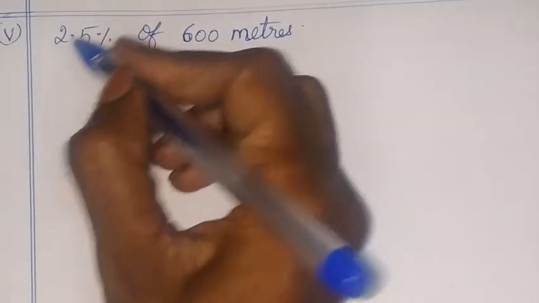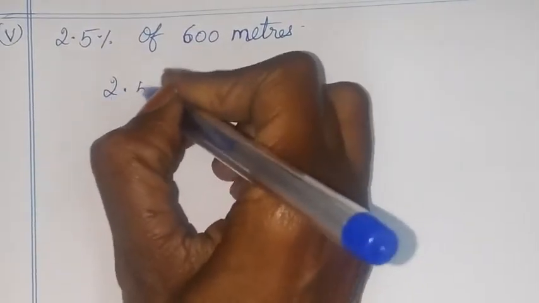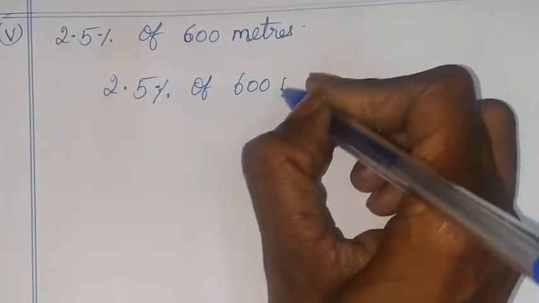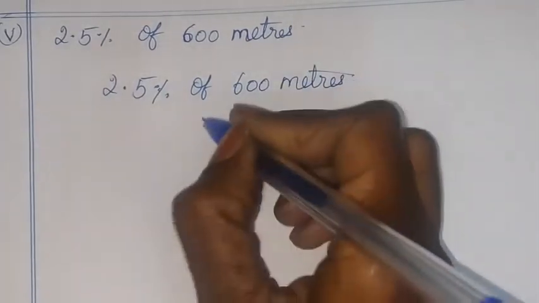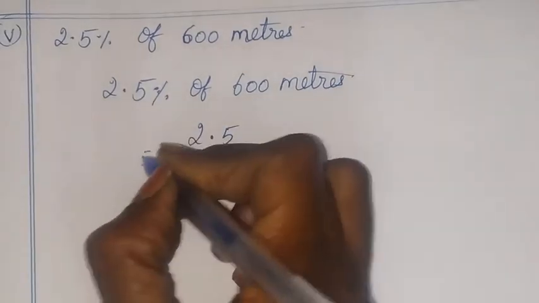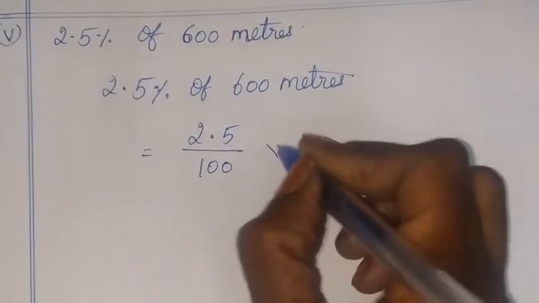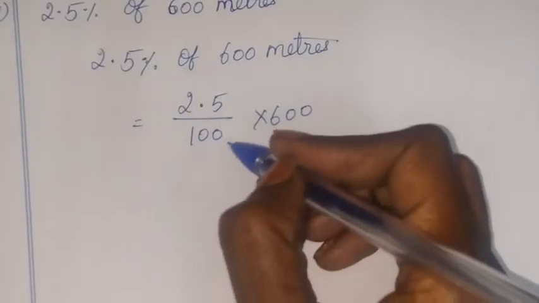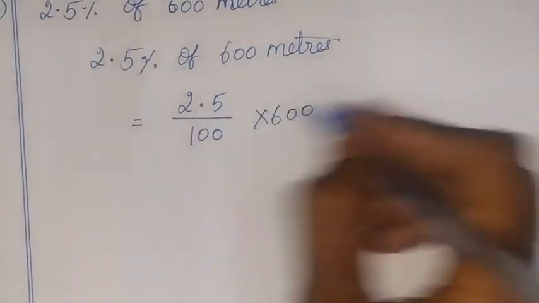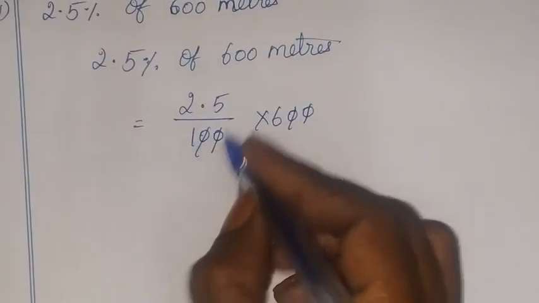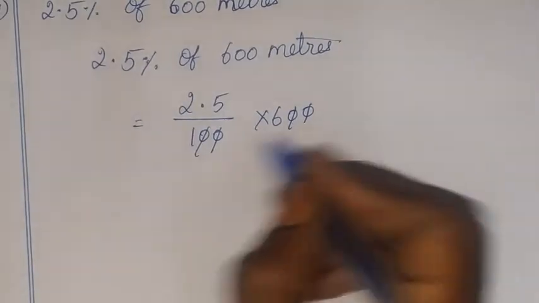Let's see the next sum. 2.5% of 600 meters. To find the value of this much percentage of the total value, we have to just multiply the percentage with the total value. So this is equal to 2.5 by 100 into 600. So one numerator number and one denominator number end with zeros, so we can strike them out. 2 zeros here and 2 zeros here. So we got 1 in the denominator. So we have completed our simplification.